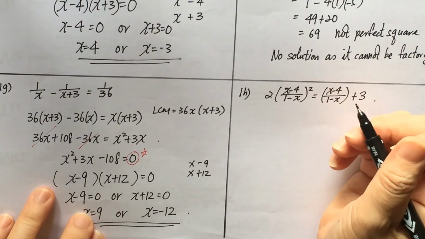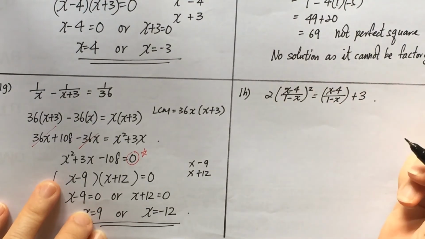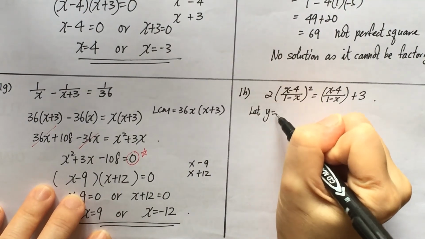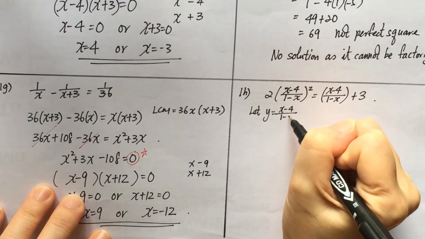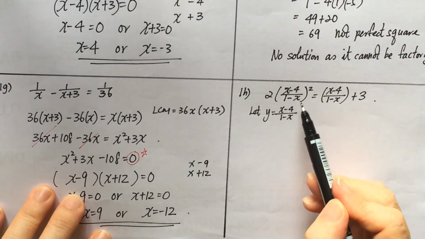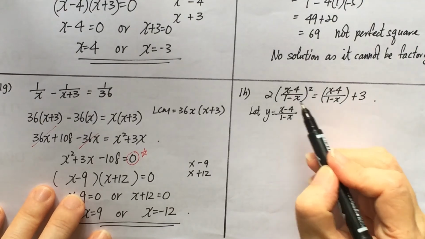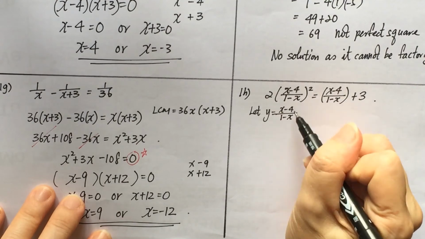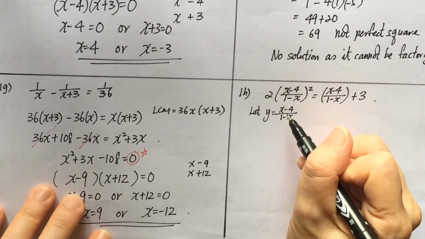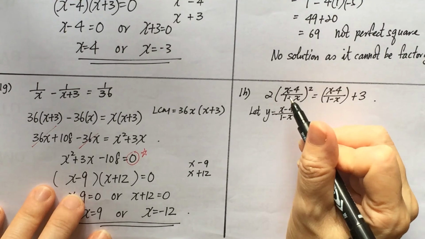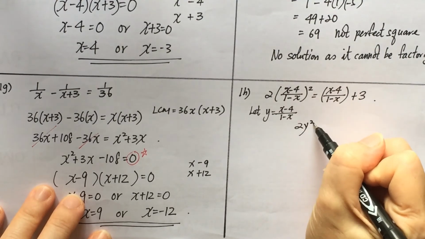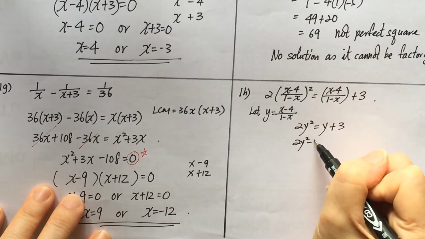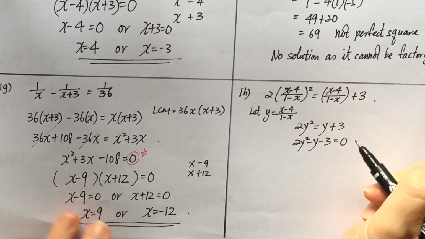Next, question H. For this question, you are encouraged to use the substitution method. So if we let y be x minus 4 over 1 minus x, why so? Can you see that when I replace this by y, this one here and this one here are the same, the only thing is this is a square, this one without the square. So if I replace the whole expression x minus 4 over 1 minus x with y, then I'm getting 2y squared equals y plus 3. So I have 2y squared minus y minus 3 equals 0.